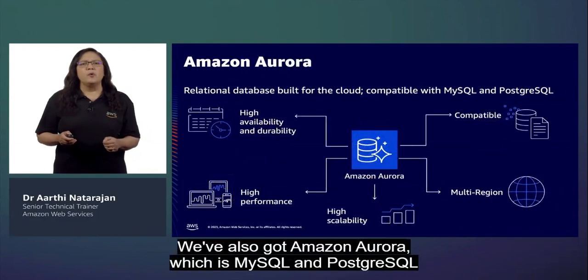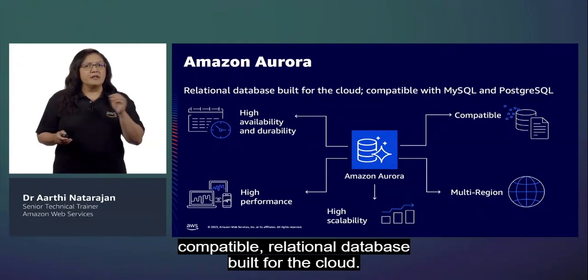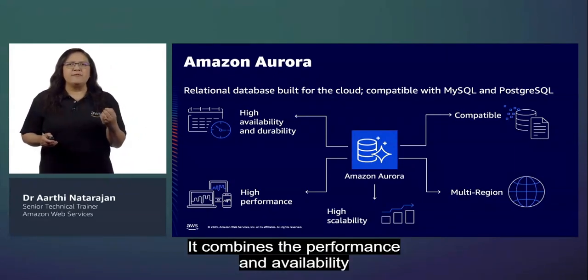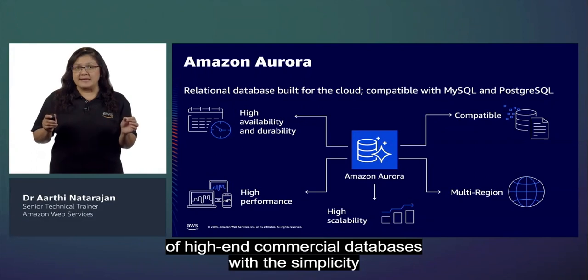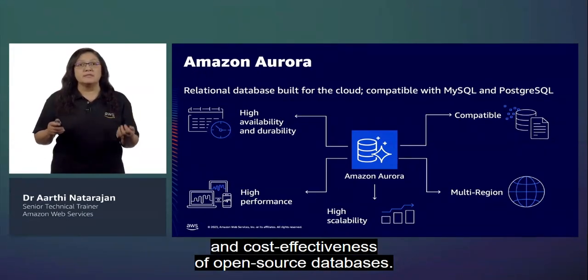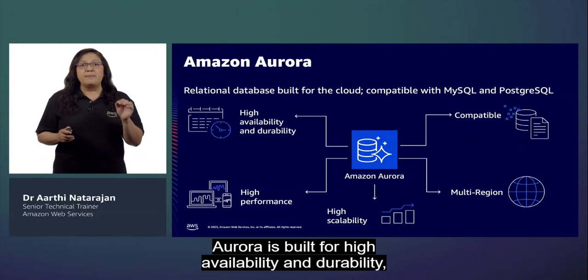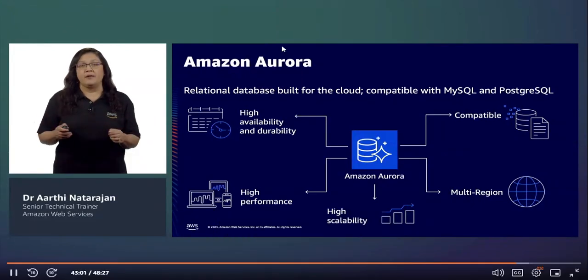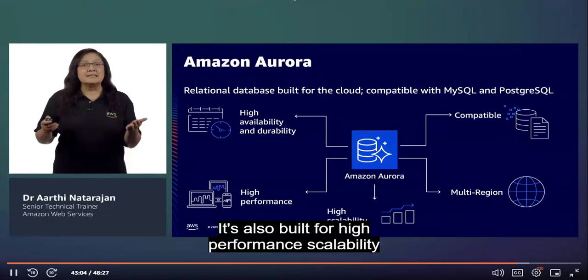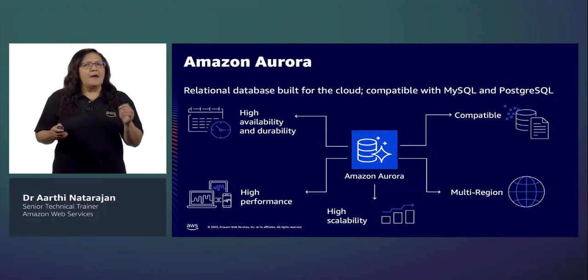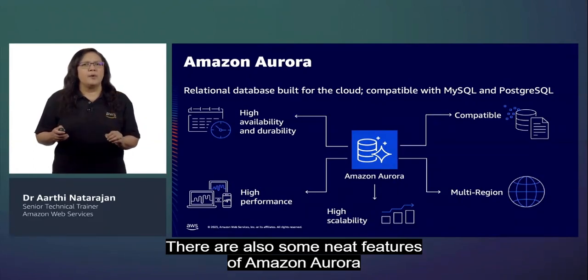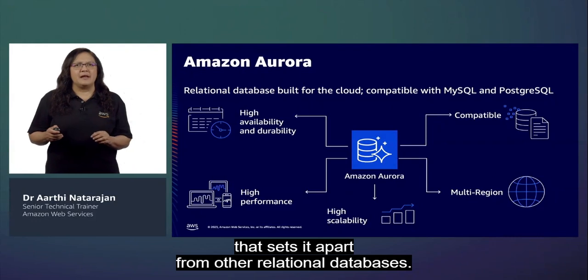We've also got Amazon Aurora, which is MySQL and PostgreSQL compatible relational database built for the cloud. It combines the performance and availability of high-end commercial databases with the simplicity and cost-effectiveness of open-source databases. Aurora is built for high availability and durability, concepts that we are familiar with so far. It's also built for high performance, scalability, whilst providing multi-regional capabilities. There are also some neat features of Amazon Aurora that sets it apart from other relational databases.